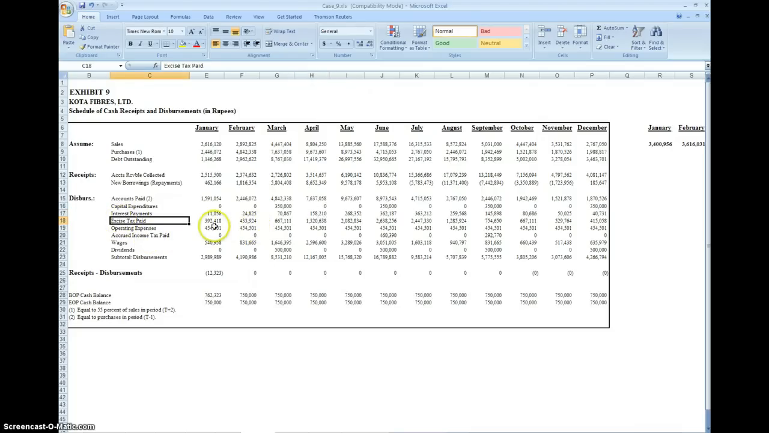Their excise tax is paid. That's a function of their sales. Their operating expenses is 6% of their total sales. Wages are cash, and they pay this dividend to the owners every quarter. So these are all the cash that goes out here, and these are the sources of cash that come in.